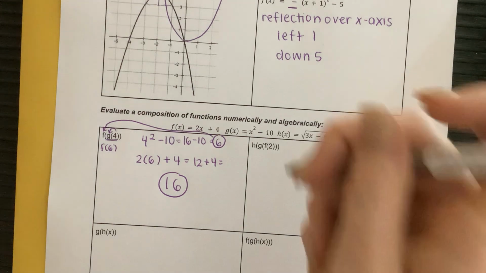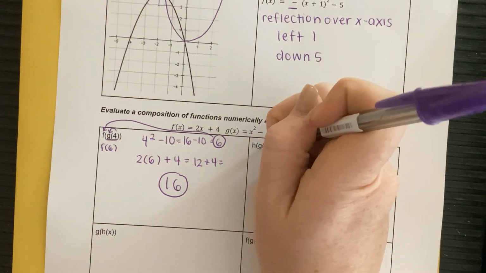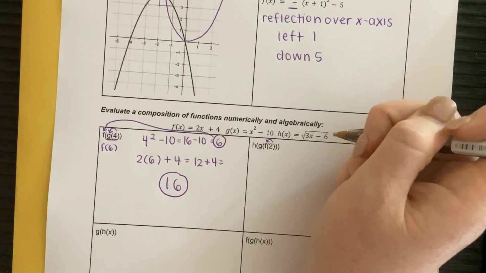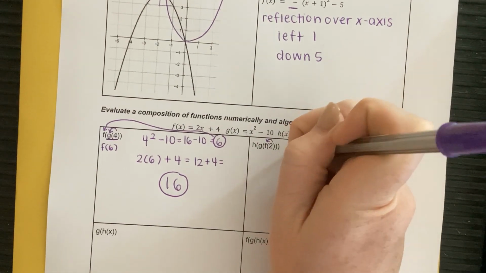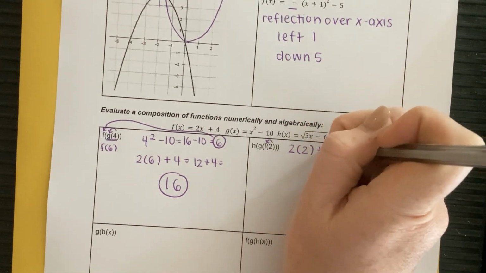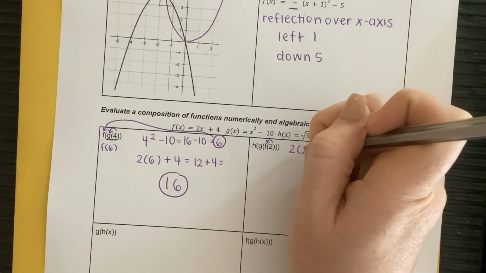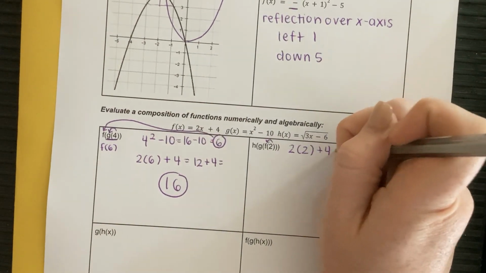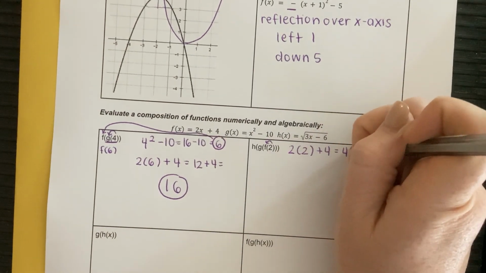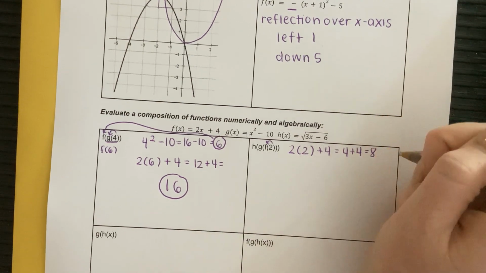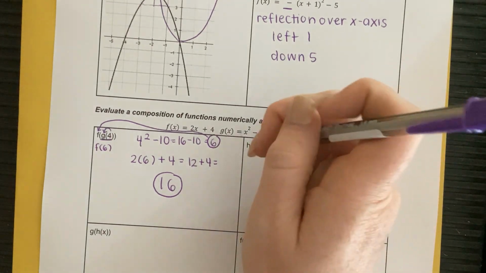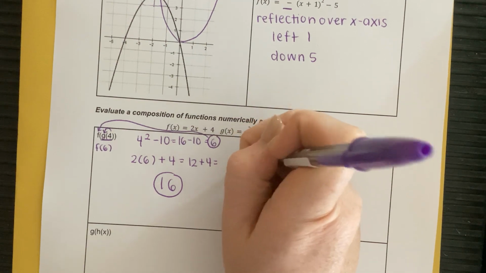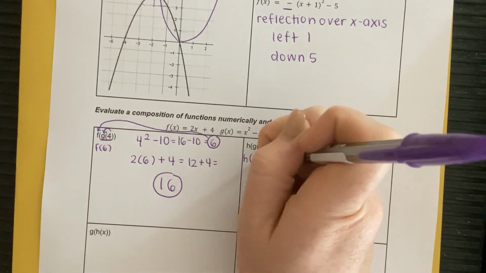Next one is you guys are working back 3. So now we're taking 2 and we're plugging it into f to start. So it's going to be 2 times 2 plus 4. Again, took that 2, plugged it in for x. 2 times 2 is 4. 4 plus 4 is 8. So that is the solution you get to the first one. So now let's rewrite what we have. We have h of g of 8.